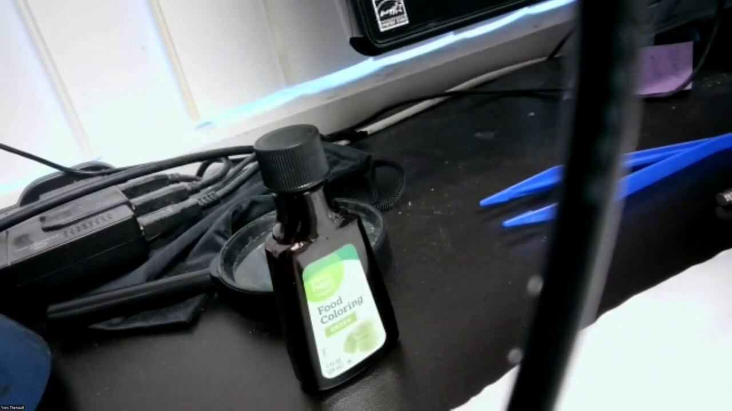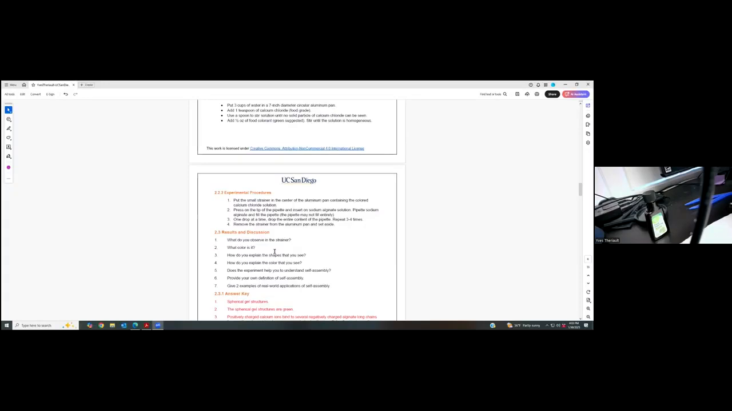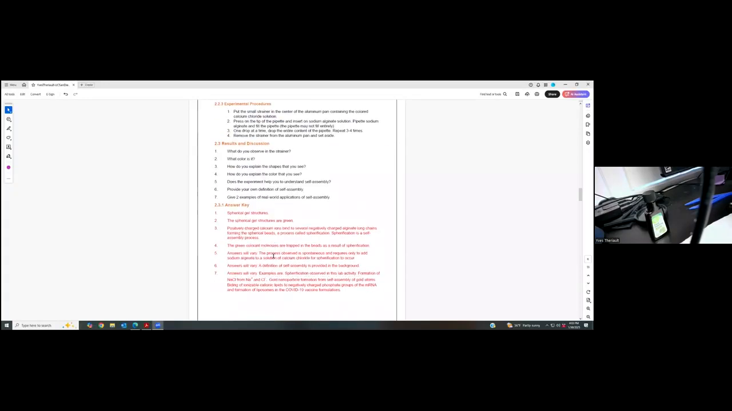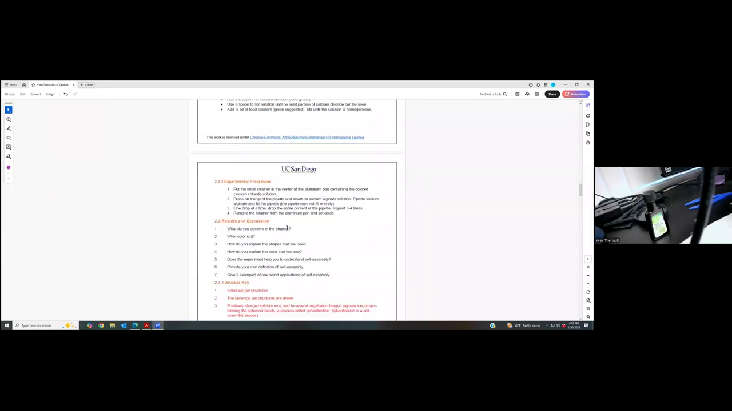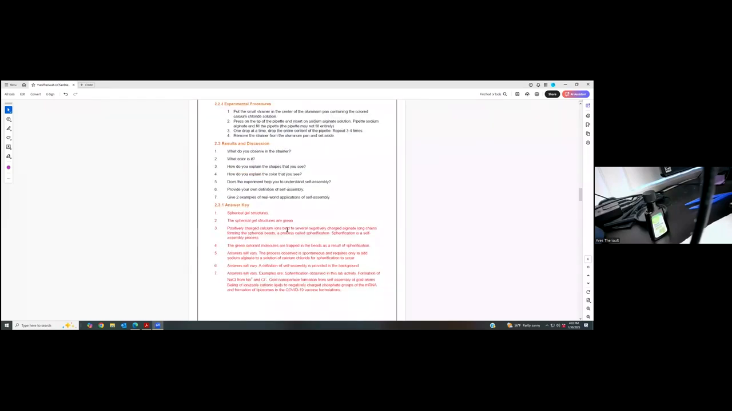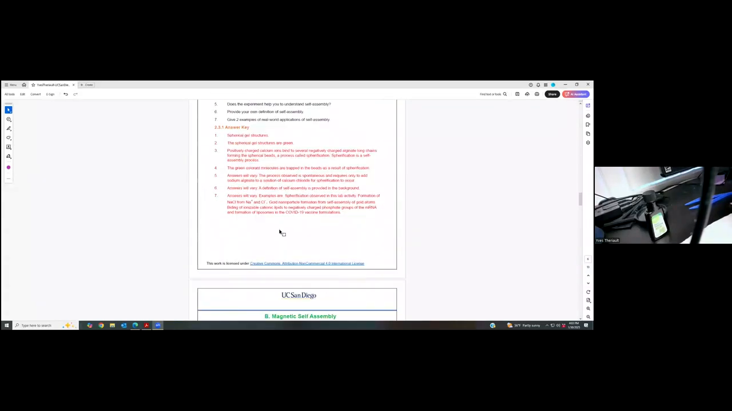So in the lesson plan, let me share my screen again here differently. You have the entire procedure and then the questions with the answer key, right? So we had the kids ask, well, what do you think happens? Why are the beads green? Because they capture the colorant and so forth.